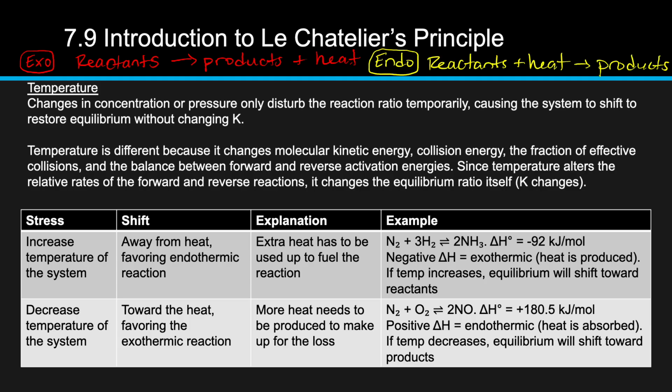Now, if you think of heat as a reactant or a product, the idea is very similar to concentration. If we are increasing temperature, we're increasing heat, so we want to move away from the heat. So if that's an exothermic reaction, that means we're moving towards the reactant. If that's an endothermic reaction, that means we're moving towards a product. Then the opposite is also true. So if we decrease the temperature, we want to increase the amount of heat. So for an exothermic reaction, we're going to move to the product side. And for an endothermic reaction, we're going to move to the reactant side.